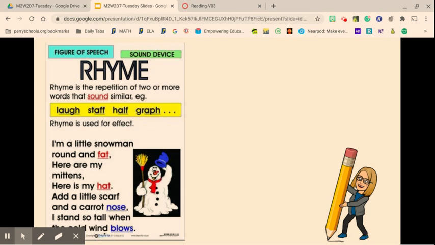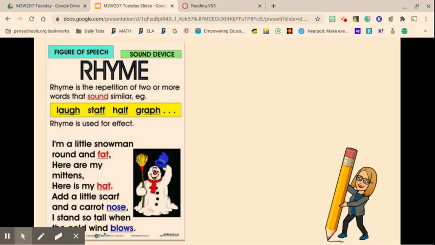So rhyme is the repetition of two or more words that sound similar, and it's at the end of the word. So we have laugh, staff, half, graph. Now, if you look at these, none of these words end the same way, or are spelled the same way, but they all have the same sound at the end. They all say af: laugh, staff, half, graph. So we use this rhyme to have that playful effect where we are using the words to make it more pleasing.